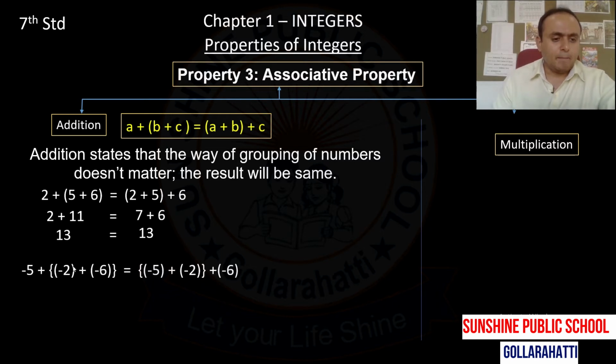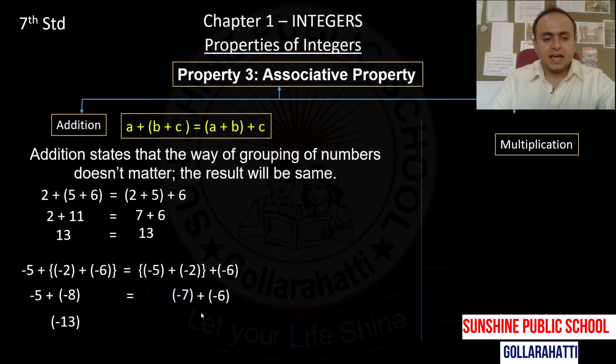Next example, minus 5 plus minus 2 plus minus 6 is equal to minus 5 plus minus 2 plus minus 6. Add ಮಾಡಿದಾಗ ನಮಗೆ minus 5 plus minus 8 is equal to minus 7 plus minus 6. So minus 5 minus 8 add ಮಾಡಿದ್ರೆ ನಮಗೆ it will become minus 13 is equal to minus 7 plus minus 6 is minus 13. Again we got the same answer. So it satisfies under associative property.